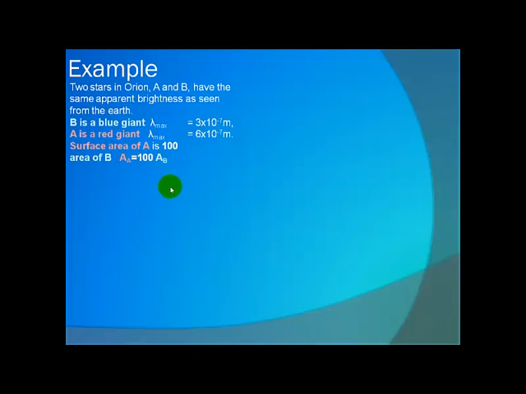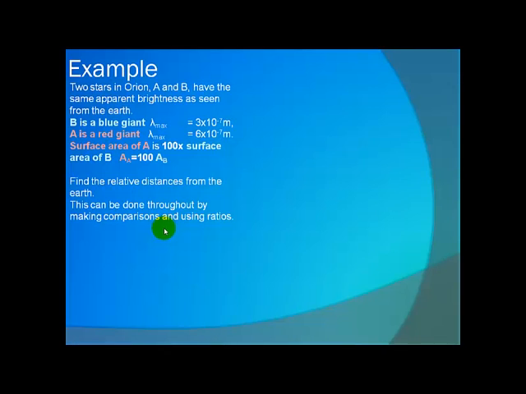You also know that the surface area of A, the red giant, is 100 times the surface area of B. We have to find the relative distances from the Earth. This can be done throughout by making comparisons and using ratios and those three formulae that I mentioned. First of all, find the ratio of temperatures, displacement law. Then find the ratio of the luminosities using the Stefan-Boltzmann law. Then we find the ratio of the squares of the distances using the fact that B is equal to L over 4 pi r squared.